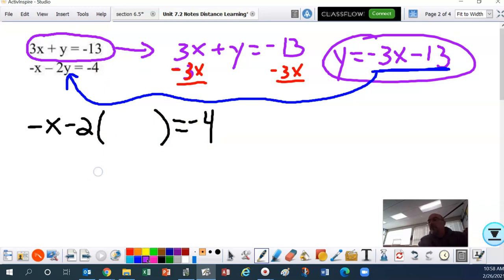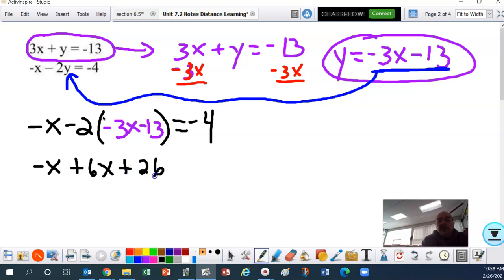All right, so I've got negative x minus 2. I'm going to replace the y. Okay, and I'll color code it this time. We've got negative 3x minus 13. So I put that in the other equation for y. Now I'm going to do my algebra. I'm going to distribute. So I've got negative x. This becomes plus 6x because I multiplied negative 2 times negative 3. And this becomes plus 26 equals negative 4. Okay, I'm going to now combine like terms, the negative x and 6x, that's 5x plus 26 equals negative 4.